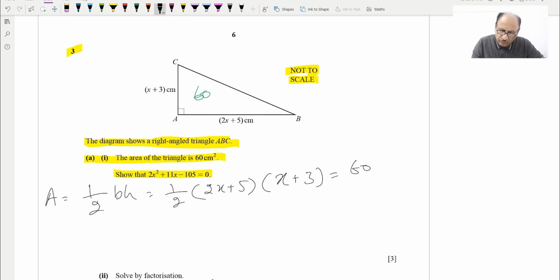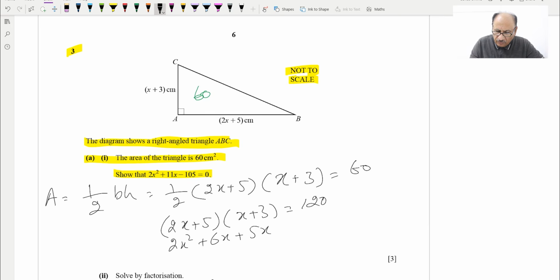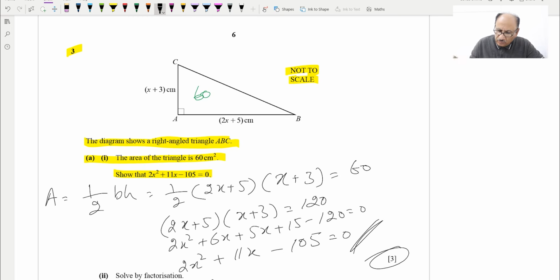This is our equation. Now we can shift half to the other side, so it will be (2x plus 5) into (x plus 3) is equal to 120. 60 into 2 will be 120, and open the bracket: 2x into x will be 2x square, plus 2x into 3 will be 6x, plus 5 into x will be 5x, plus 5 into 3 will be 15, and minus 120. I'm shifting 120 to this side, so this will be 2x square plus 11x minus 105 is equal to 0, and this is the equation which was required for 3 marks.